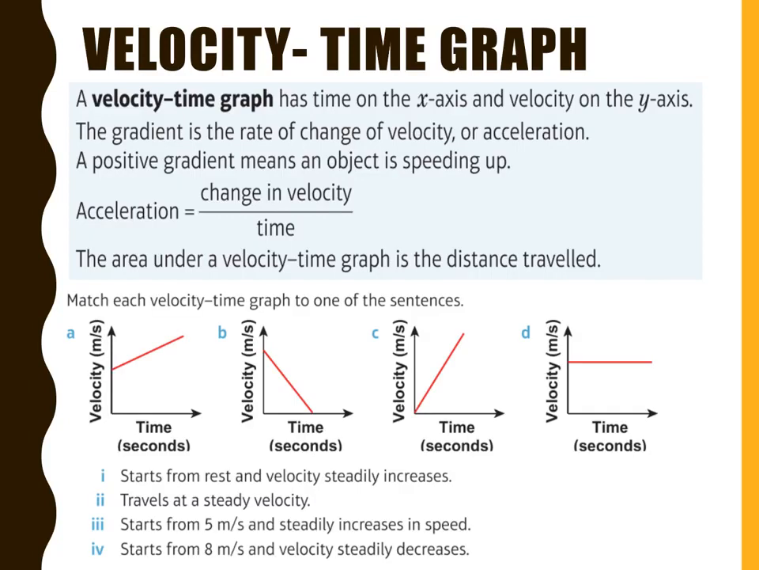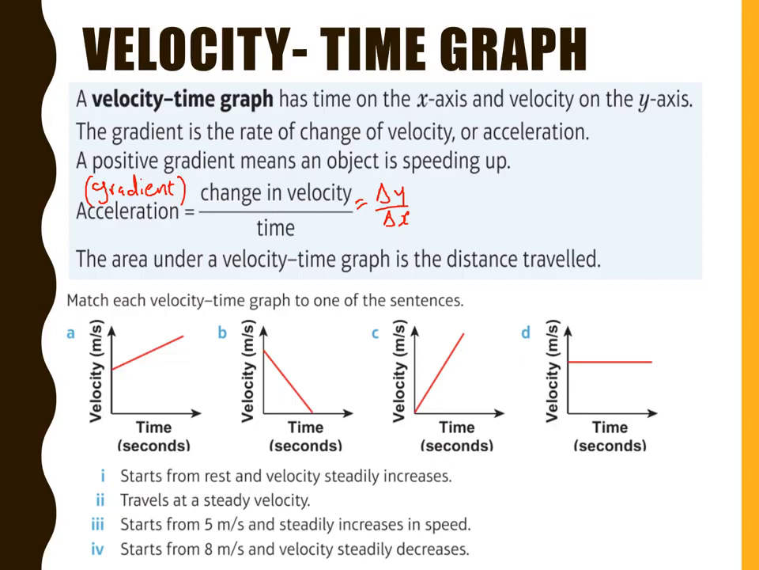What they're saying is this: acceleration is the gradient. So with the distance time graph, the gradient represented speed. With the velocity time graph, the gradient is the change in velocity. So that's change in y over change in x. The velocity is on the y-axis. The time is on the x-axis. So it's velocity over time, change in y over change in x. This is our gradient.